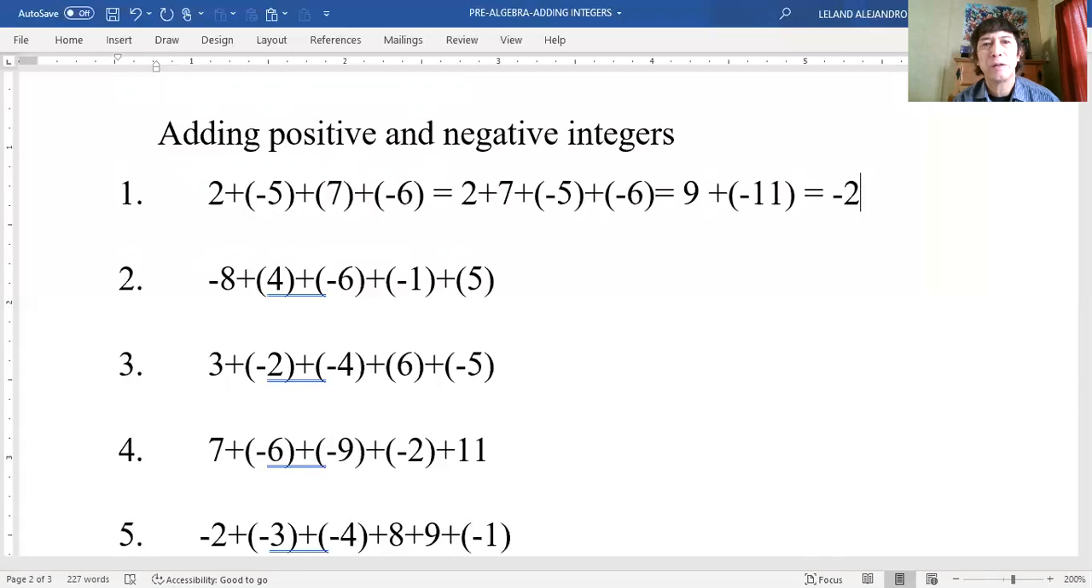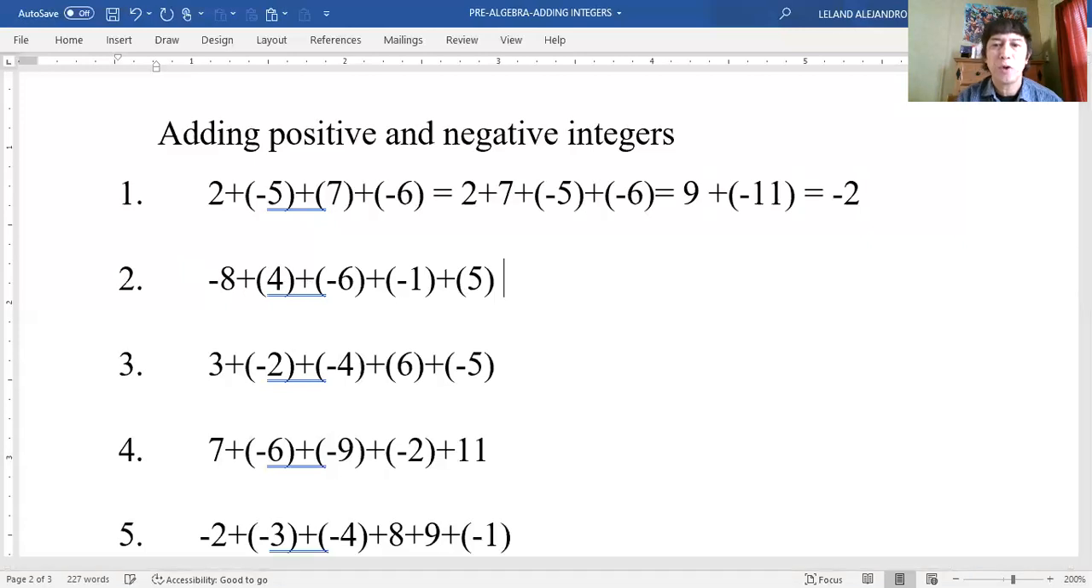with the second example. All right, for the second example, number 2, negative 8 plus a positive 4 plus a negative 6 plus a negative 1 plus a positive 5. Remember, when you see a number without sign, like the number 5, that's a positive. The 4, there's no sign, there's no negative, it's a positive. Okay, so when you don't see any sign in front of it, it's understood positive. So we're adding negative 8 plus positive 4 plus negative 6 plus negative 1 plus 5.